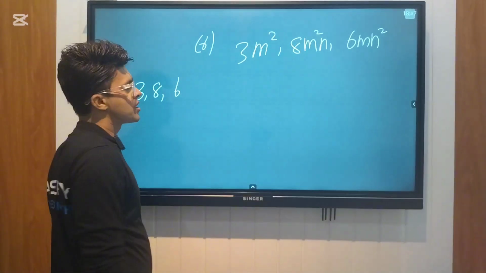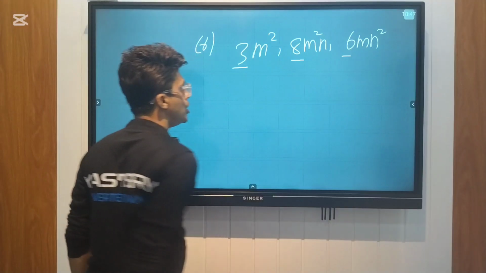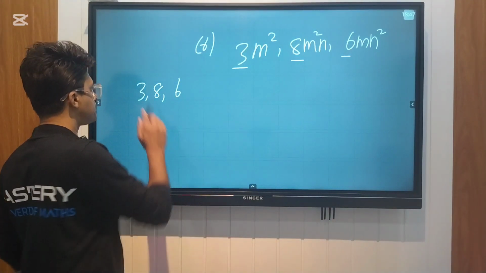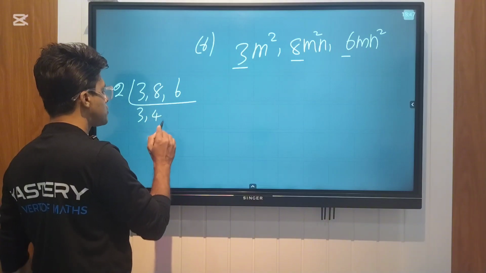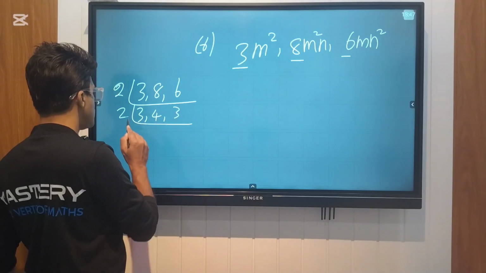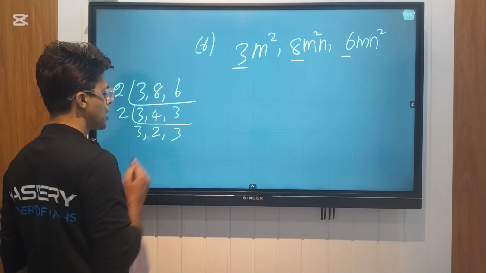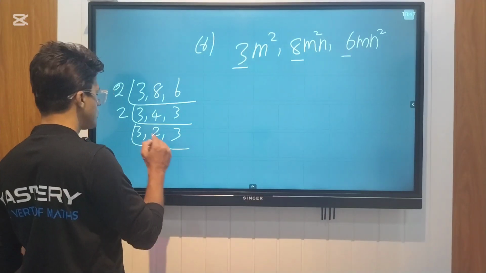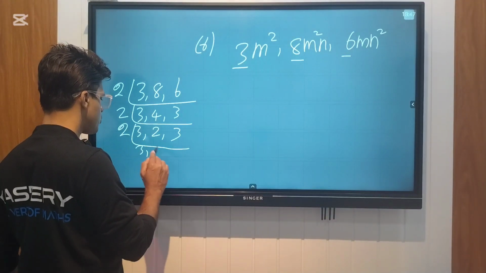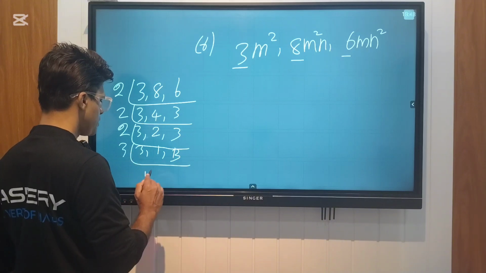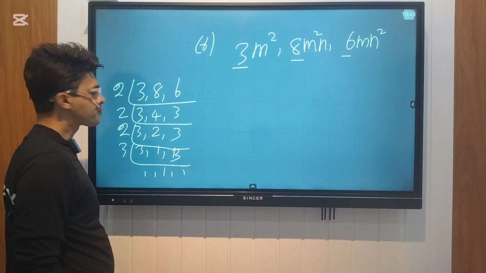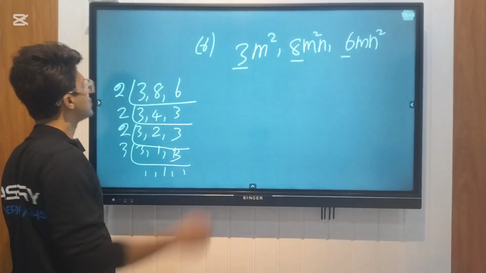Get the LCM of these digits first. 3, 8, 6. That is divided by 2. Then 3 times, 4 times, 3 times. Again divided by 2. Then 3 times, 2 times, 3 times. Again divided by 2. Then 2 is a multiple of 2. 3 times, 1 time, 3 times. Again divided by 3 here. 1, 1, 1.